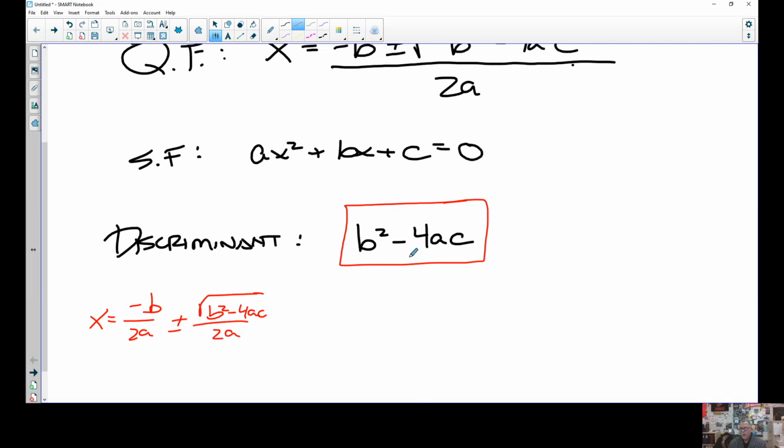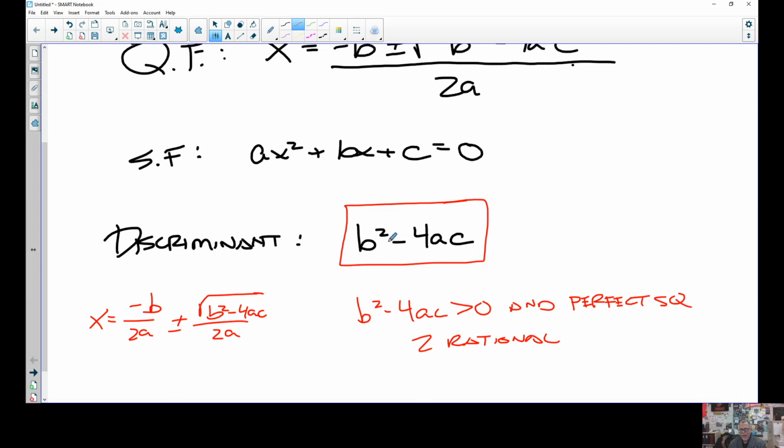All right. So if we know this value, we can look at what it tells us. If b squared minus 4ac is greater than 0, meaning it's a positive value, and it's a perfect square, all right, something I can take the square root of, then we know something right away. We know we've got two rational roots. Why do we know we've got two rational roots? Well, think about what's going on here.